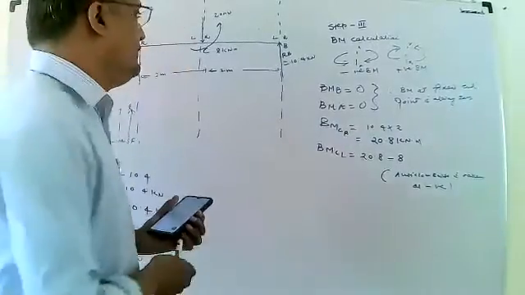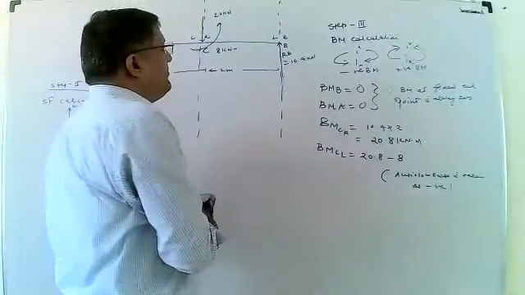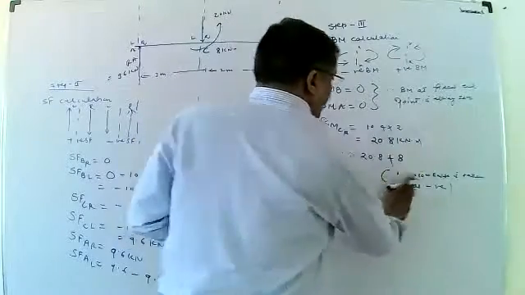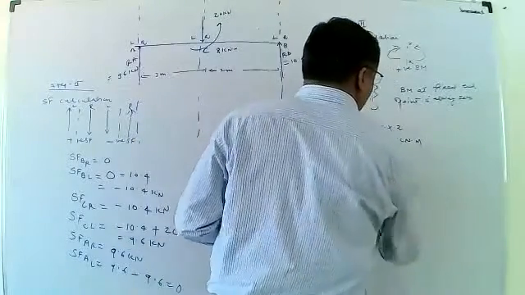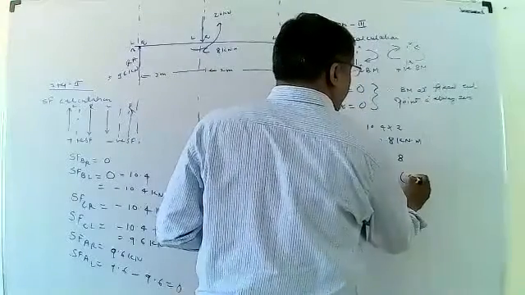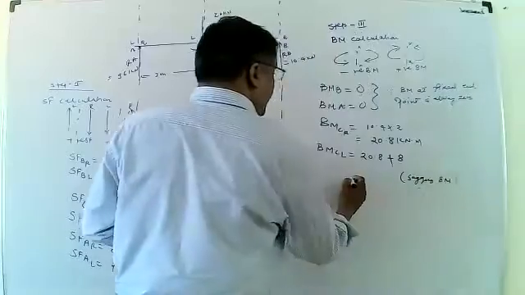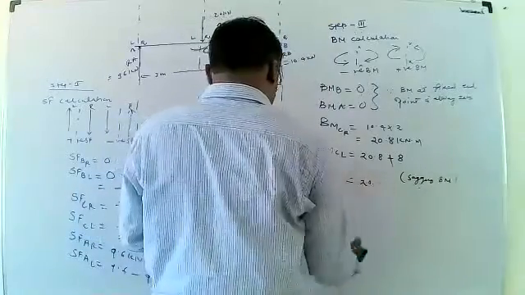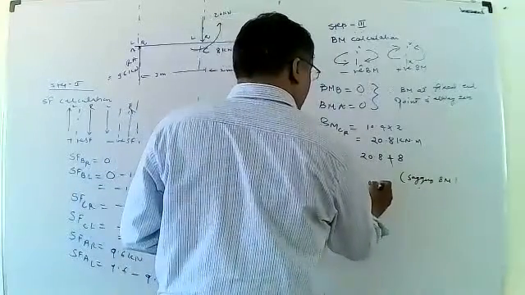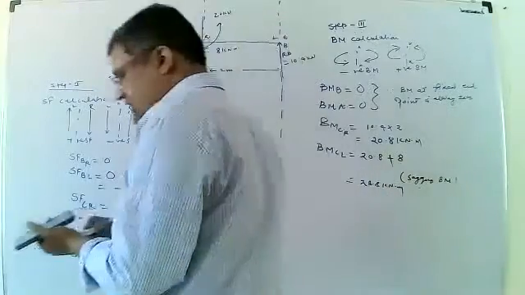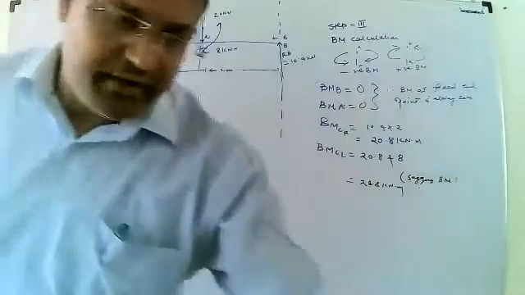Sorry, this is the sagging bending moment. The value we get is 28.8 kilonewton meter. I will just clear the concept.